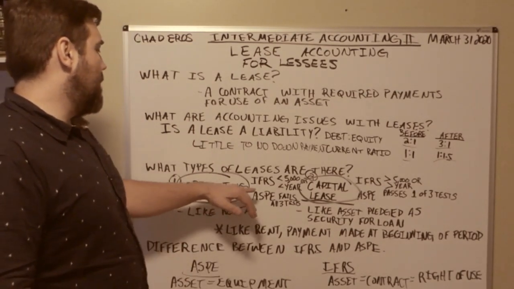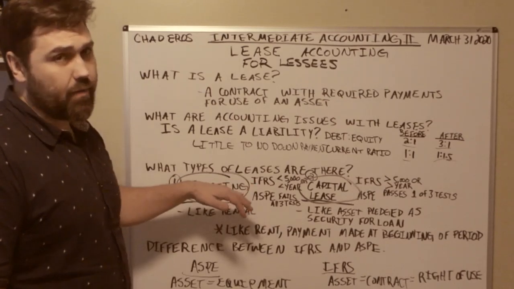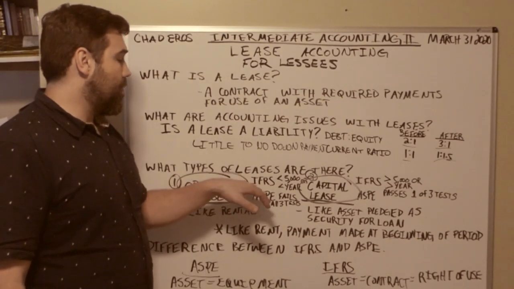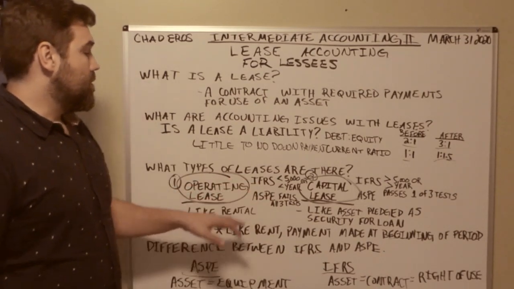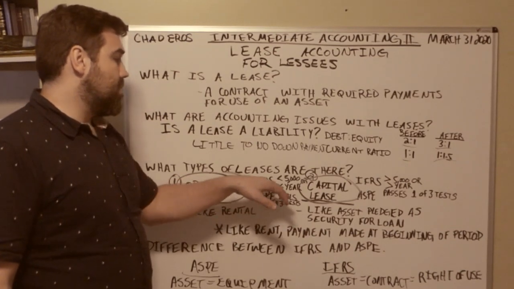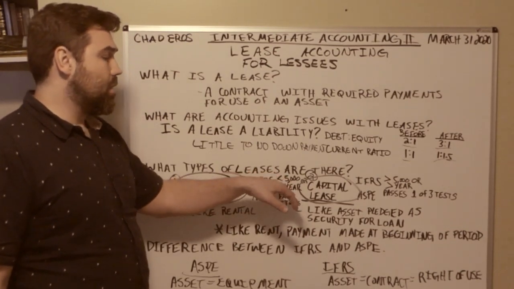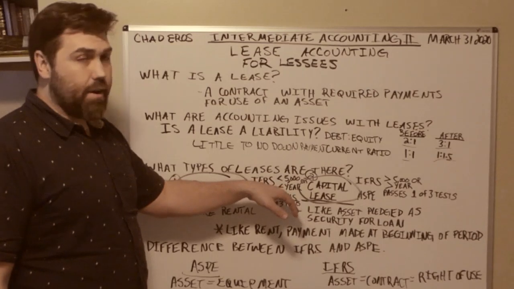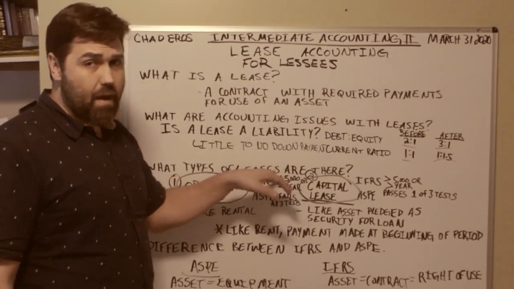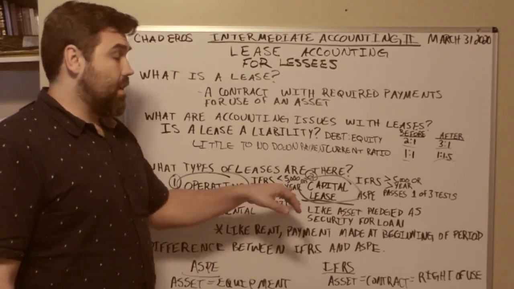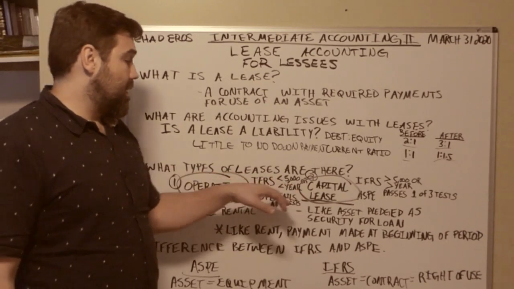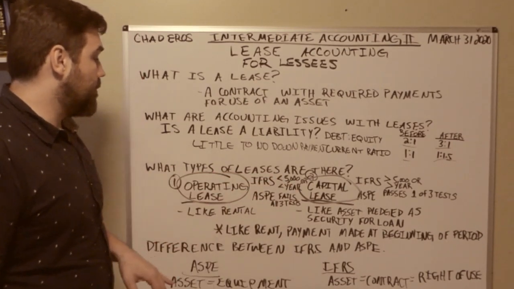So we're dealing with two different types of accounting standards here. We do have operating leases for both IFRS and ASPE. With IFRS, you would record an operating lease if it was a small amount or a short duration. So the thresholds for IFRS are less than $5,000 or less than a year. Okay, so it's less than $5,000 or less than a year, and it can be an operating lease.